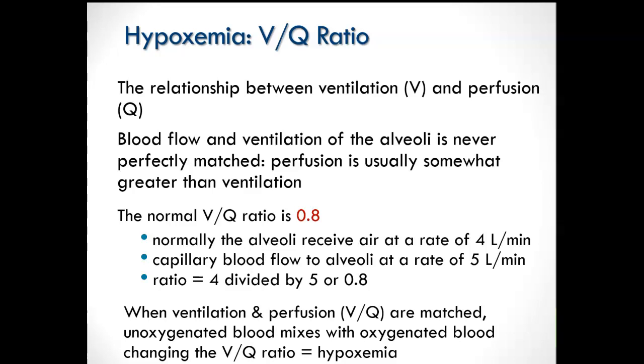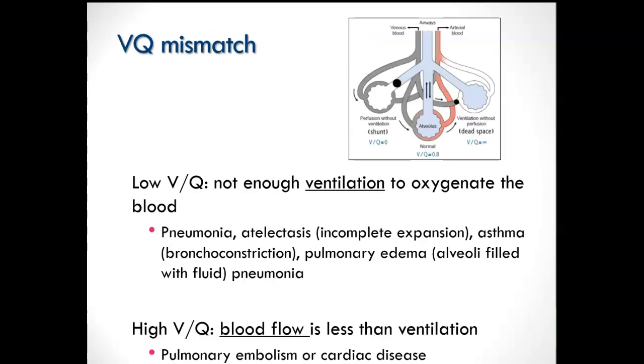So it's sort of like if we can get oxygen down there to the alveolar membrane, we want to make sure that there's enough blood. So there's more blood than there is oxygen. That's okay, actually. But when ventilation and perfusion are mismatched, then unoxygenated blood mixes with oxygenated blood, changing the VQ ratio, and you can get hypoxemia. Again, know the overall concept. Don't get caught up in the specific language of this.